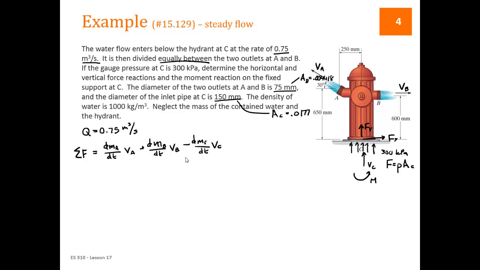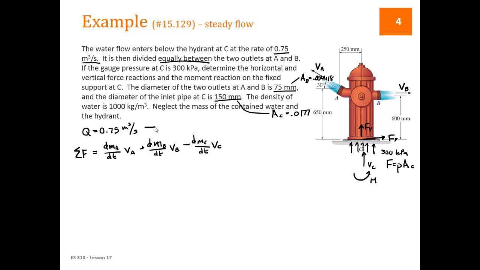So now looking at this equation, we need to identify some things. We need to figure out what these time derivatives of masses are, and we need to figure out what the speeds are in order to figure out what the forces are. And we're going to use these in the two directions, X and Y. And we also, of course, have our rotational and moment equation as well. So let's start with figuring out what dmA/dt is.